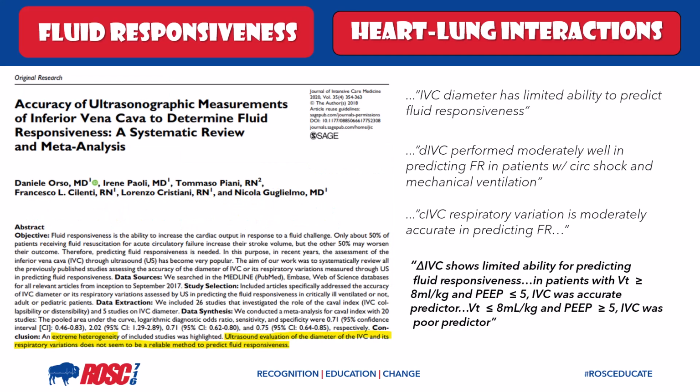And then lastly, this very detailed meta-analysis highlights the extreme heterogeneity of all the studies included, but then it goes on to say that ultrasound evaluation of the diameter of the IVC and its respiratory variations does not seem to be a reliable method to predict fluid responsiveness. So how do we wrap up this chat about IVC? Well, my very conservative response to that is that IVC is better than nothing, but when you can, use it with other measures and assessment so you can increase your sensitivity to fluid responsiveness.